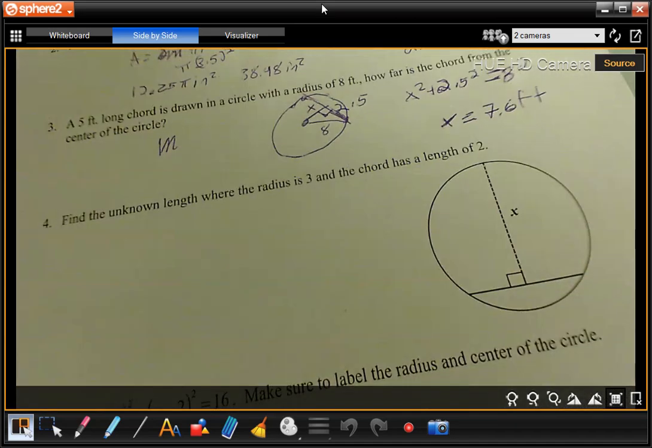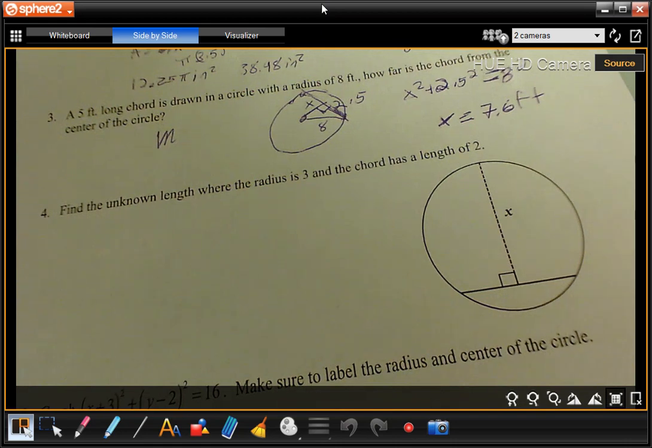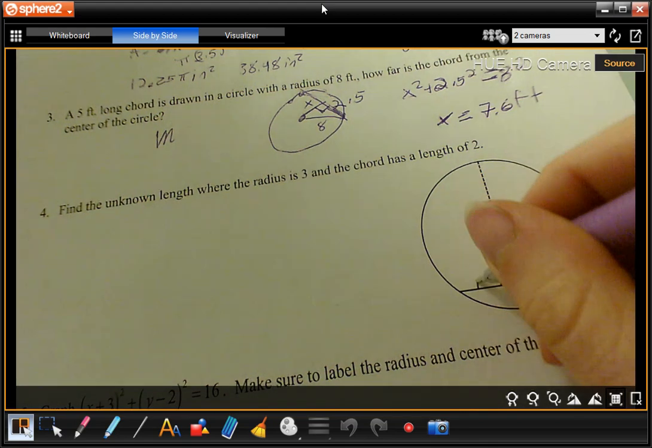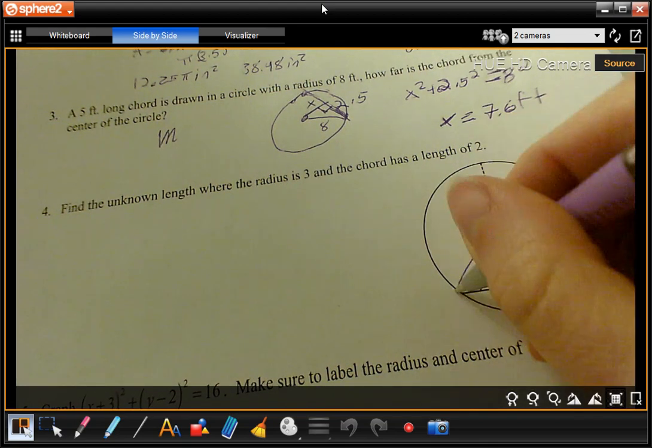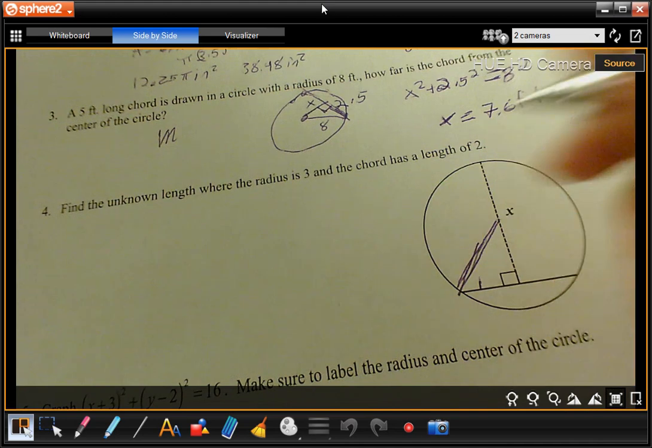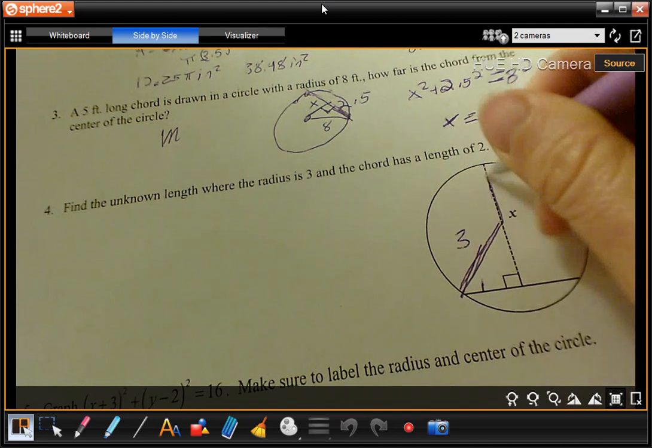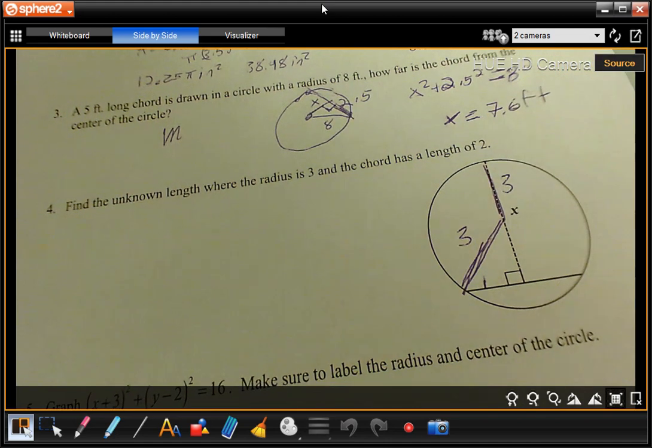Okay, we're going to find the length where the radius is 3 and the chord is a length of 2. So we want to find the length when the radius is 3 and the chord length is 2. So we know each side of this is 1. We know that the radius comes down and touches this endpoint here, and it has a radius of 3, which means this also up here is 3. So whatever answer we're going to get, we're going to have to add 3 to it.